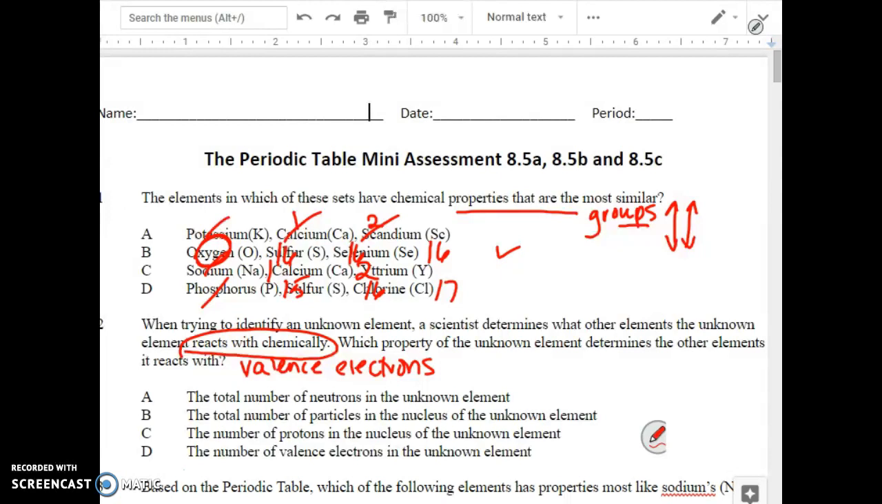So number of neutrons, that has nothing to do with it. Number of particles in the nucleus, nothing to do with it. Number of protons, that determines the identity, and the number of electrons of the unknown element.